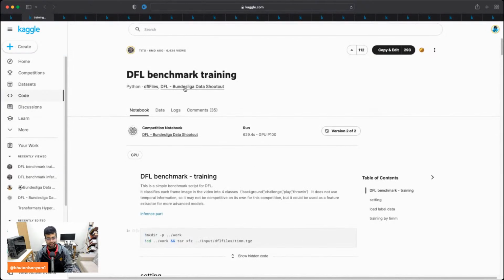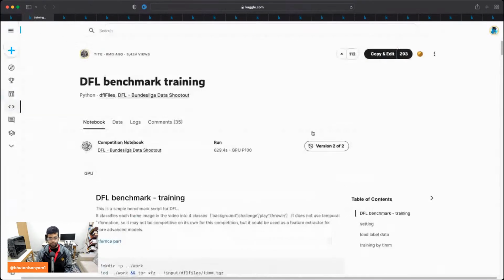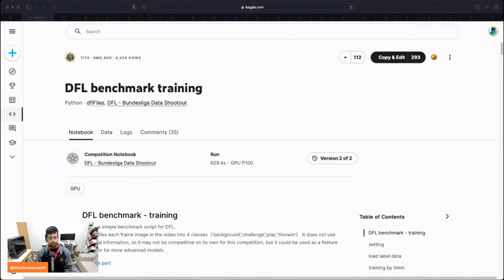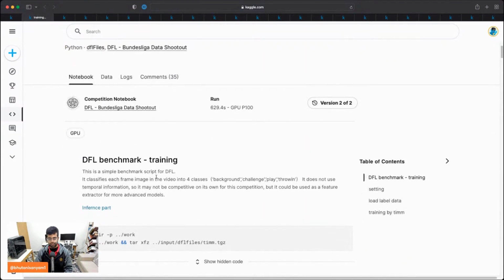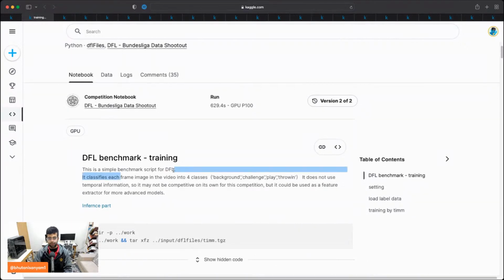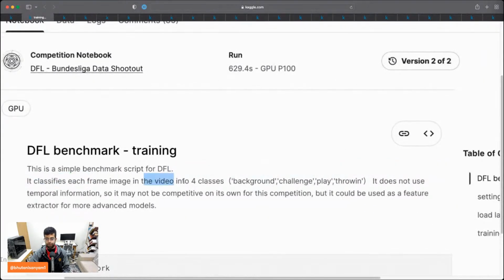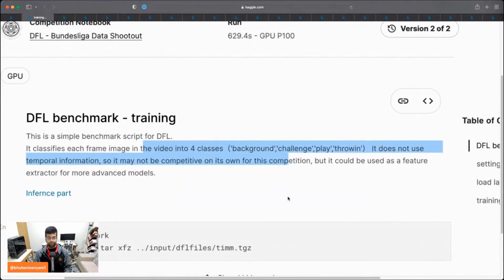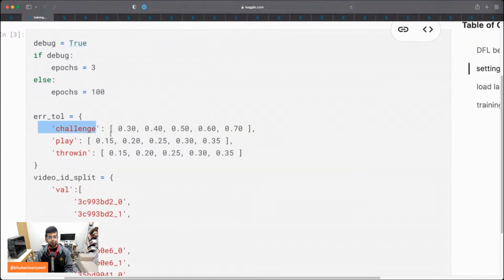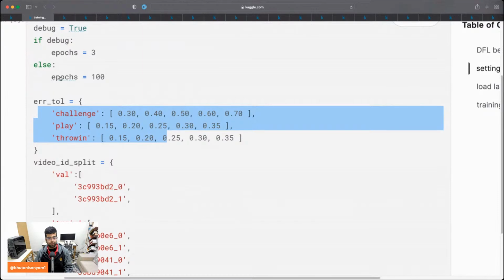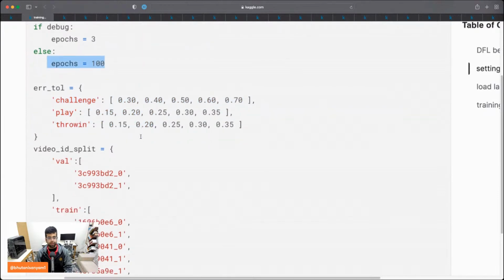So that's great. This is the most popular kernel that had been shared. It was called benchmark training, and this was by Tito. He shares a simple benchmark script for DFL. It classifies each frame into four classes, and it does not use any temporal information. But he says, in his opinion, this is a good starting point. So he's defined tolerances and trained for approximately 100 epochs.